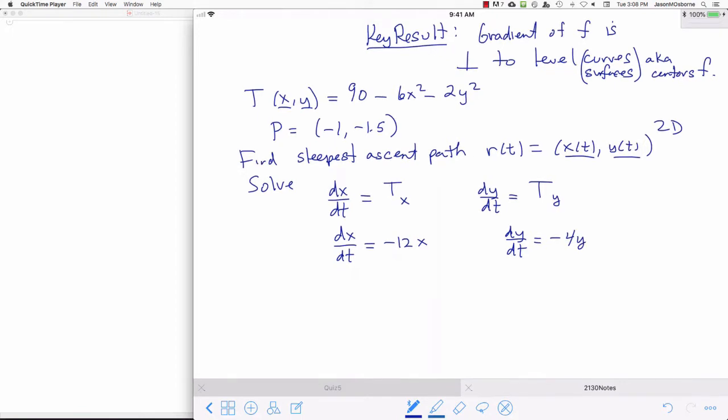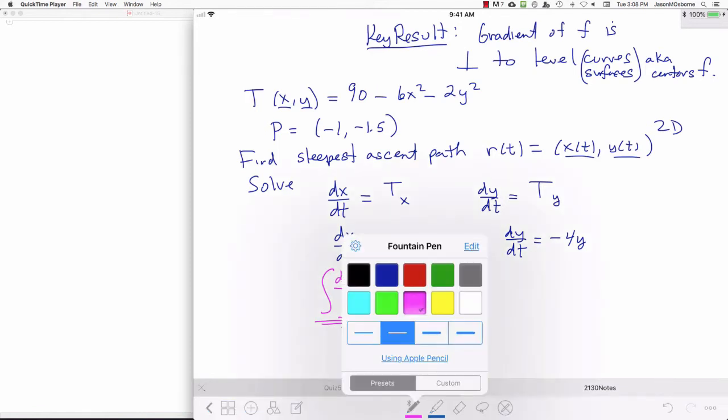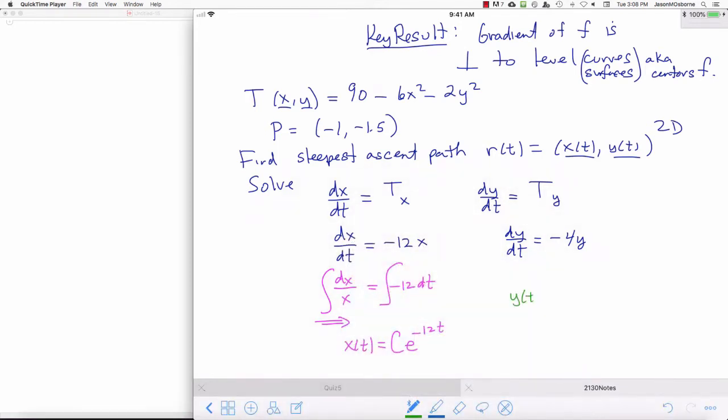Now we go through our calculus here. We'll separate variables. dx over x is equal to -12 dt, which is going to lead you, after you've integrated both sides, to writing x of t is some constant times e to the -12t. In a similar fashion, y of t will be some constant times e to the -4t.